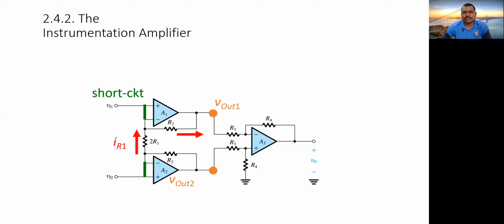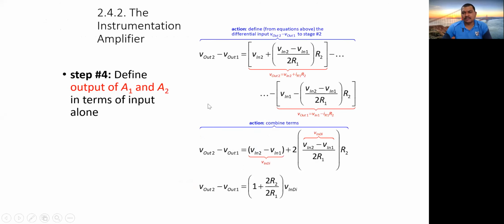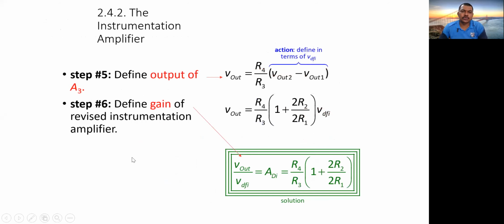This is how the instrumentation amplifier works, and this is again the derivative part of it, so we won't land in that. The last and most important equation is Vout minus Vout1 equal to (1 plus 2R2 by R1) times Vin. The total output gain is Vout by Vdiff, the differential gain, which is equal to R4 by R3 into (1 plus 2R2 by R1). This is the total gain that we are expecting across the instrumentation amplifier.